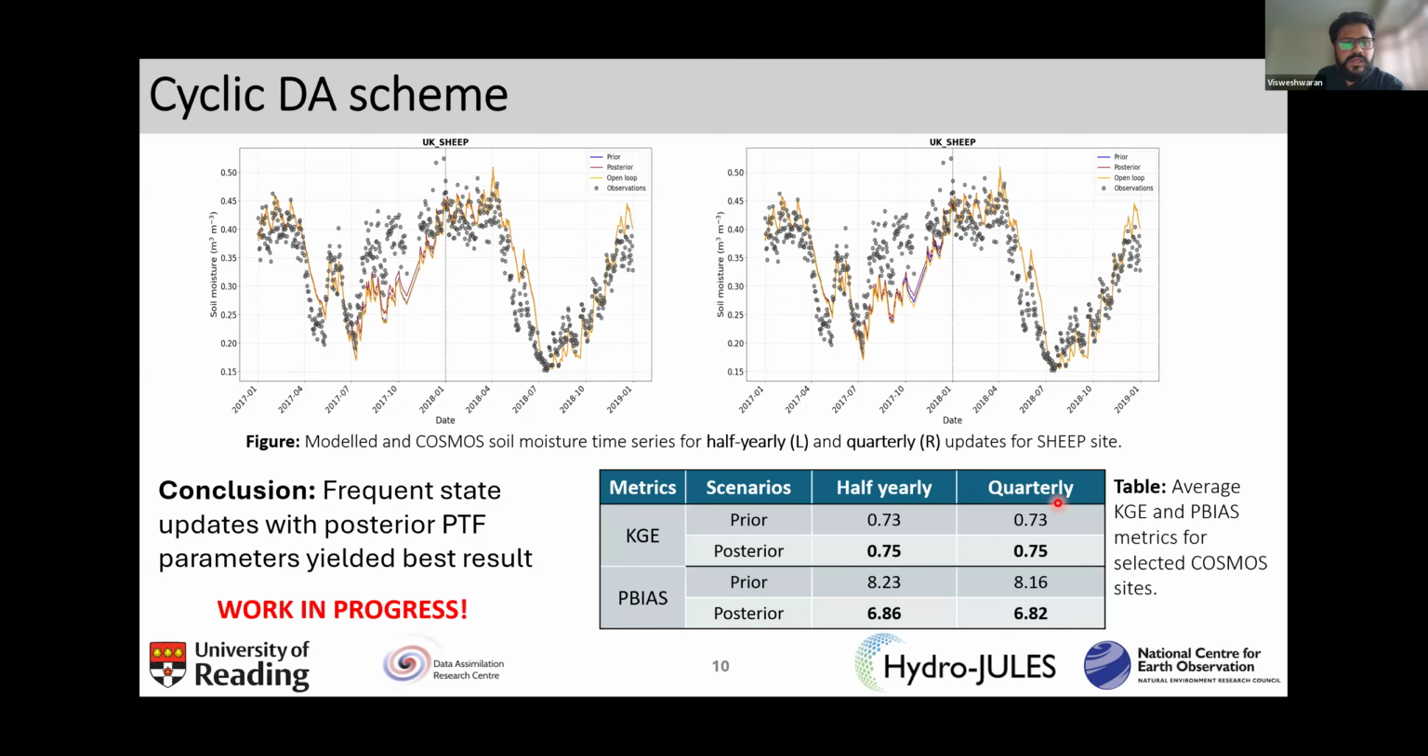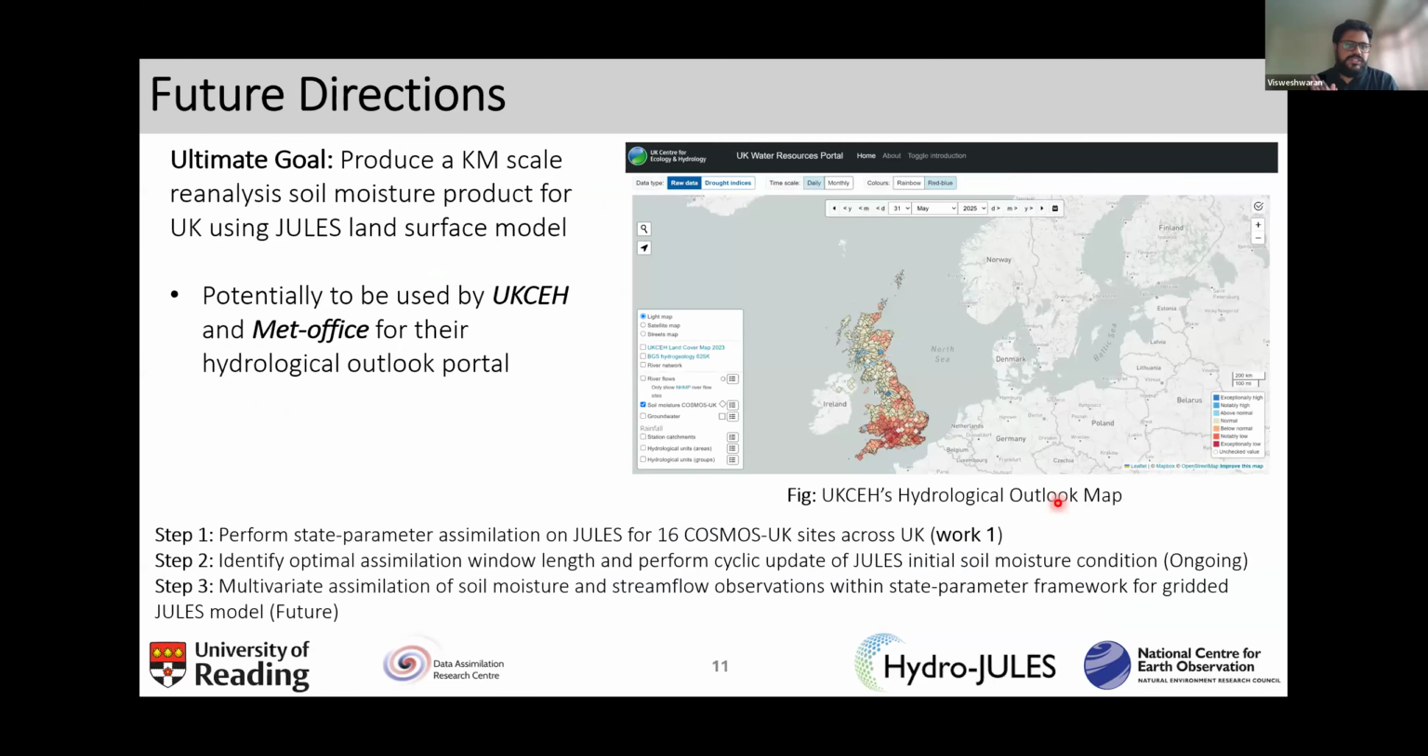So the ultimate goal is to create a kilometer scale reanalysis soil moisture product for the UK using this JULES data assimilation framework, which can be operationally used by UKCEH and the Met Office for their hydrological outlook portal. And as a first step, we have done the state parameter estimation for the 1D JULES model across 16 locations. And in the second step, now we are trying to find the optimal assimilation window length to perform the cyclic update of the initial condition.